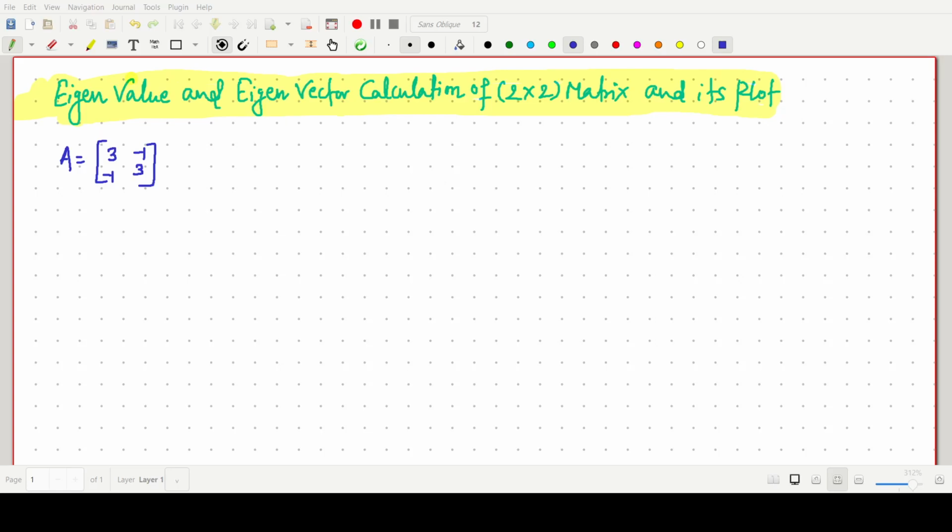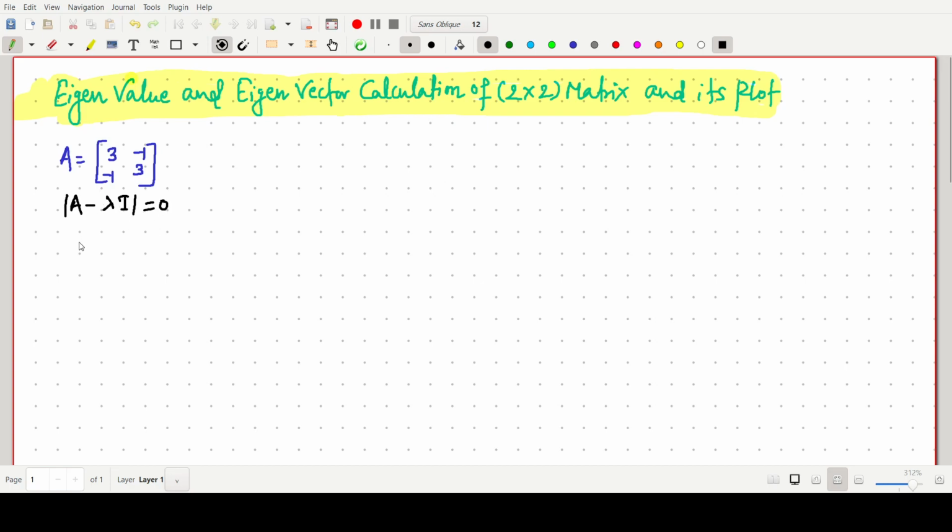Hello everyone. In this lecture, we will cover the eigenvalue and eigenvector calculation of a 2 cross 2 matrix and its plot. Okay, so we have to start with a simple numerical. So, what we have to do? The very first step, as we know, is to find the characteristic equation. So, we have to write A minus lambda I equals to 0.